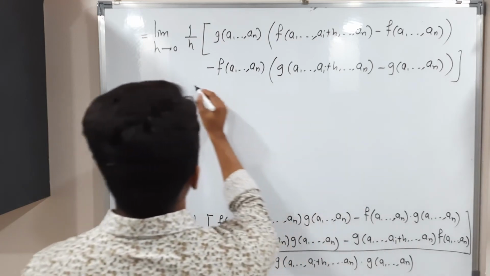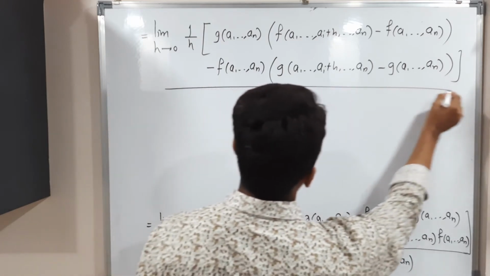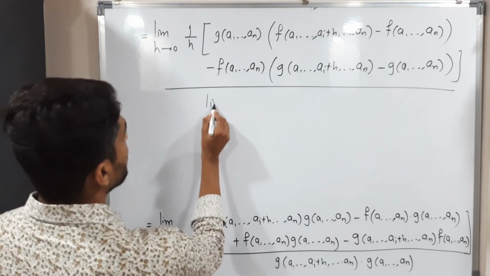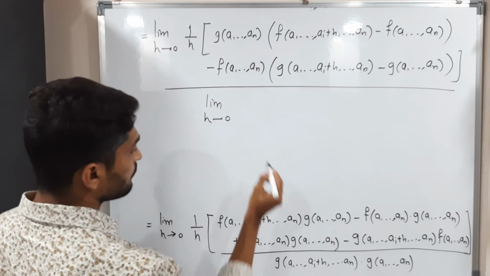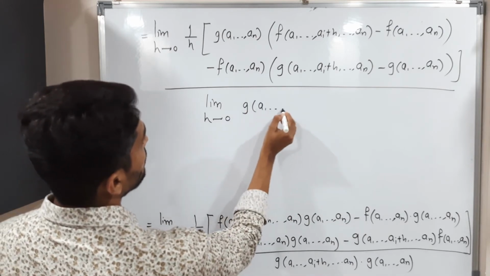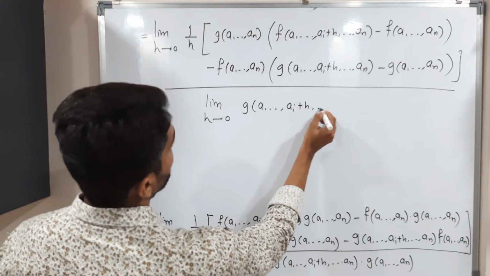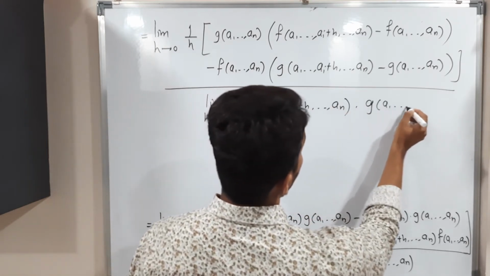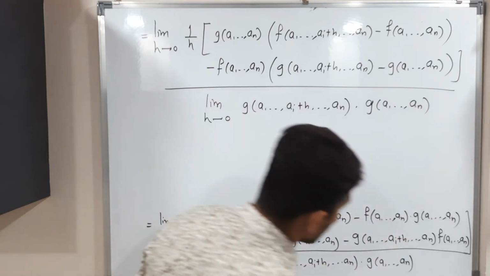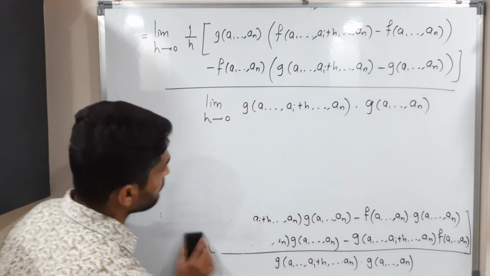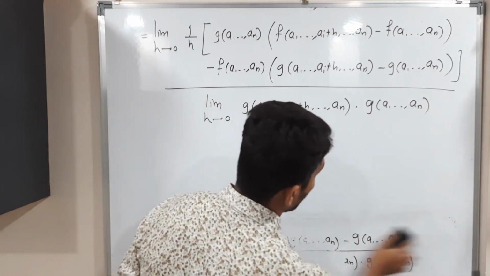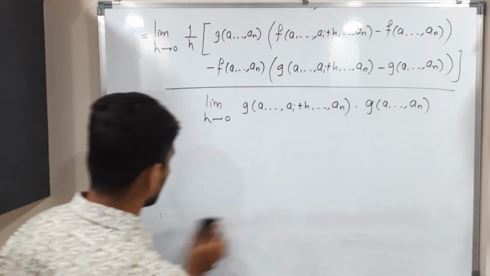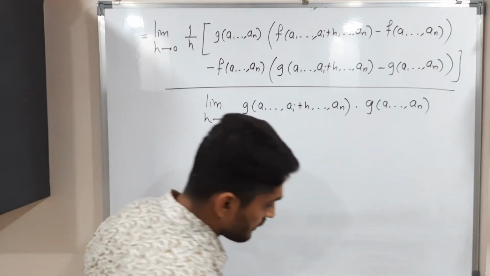Okay, finished. Divided by, as I told you earlier, I am going to apply the limit separately. So therefore limit h tends to 0 g of a1, a2 and so on ai plus h and so on n into g of a1, a2 and so on n. Okay, let me remove this part. It is not required. We have used it now and we have got this step. Okay, so let us continue.